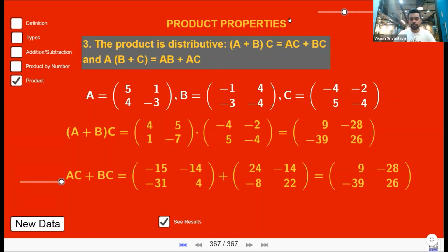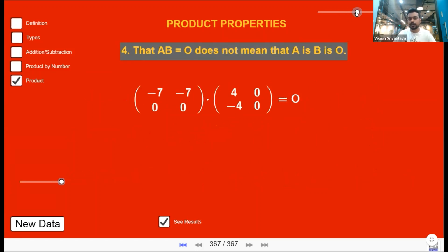Okay, so now let's move ahead. So the fourth property is, suppose we have two matrices A and B, and their product is a zero matrix or a null matrix. Okay, so it does not mean that A is equal to B is equal to 0. So let's say I have these two matrices and their product gives us a null matrix.